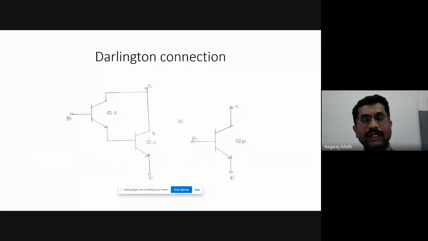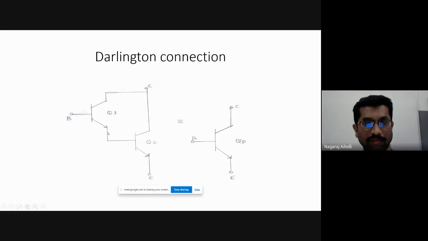Darlington circuit or Darlington connection. It is also called a Darlington pair. In this Darlington connection or Darlington pair, there are two transistors. That is why it is called a Darlington pair. Let us see how these two transistors are connected.